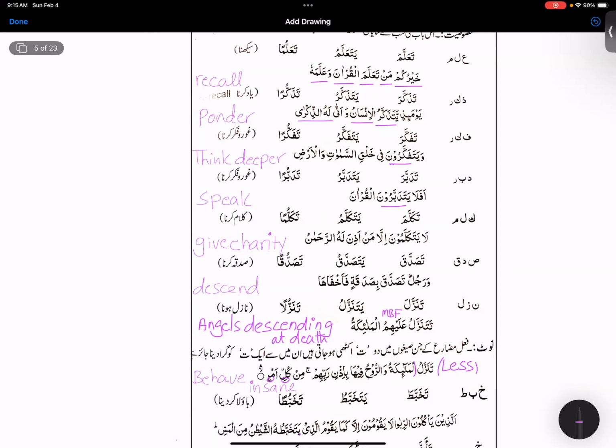Afala yatadabbaruna al-Qur'ana. Then takallama, yatakallamu, and then takalluman. La yatakallamuna illa man adina lahu rahman. Subhanallah. La yatakallamuna. They won't. There is not going to be anyone who would be speaking. Right? La yatakallamuna. Illa, except.